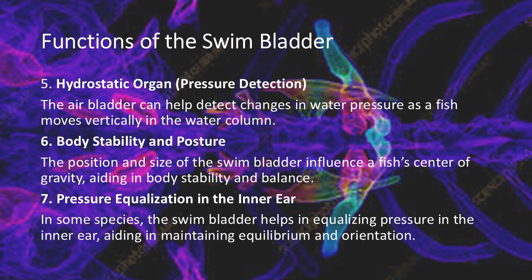Pressure detection. The air bladder can help detect changes in water pressure as a fish moves vertically in the water column. 6. Body stability and posture. The position and size of the swim bladder influence a fish's center of gravity, aiding in body stability and balance. 7. Pressure equalization in the inner ear. In some species, the swim bladder helps in equalizing pressure in the inner ear, aiding in maintaining equilibrium and orientation.